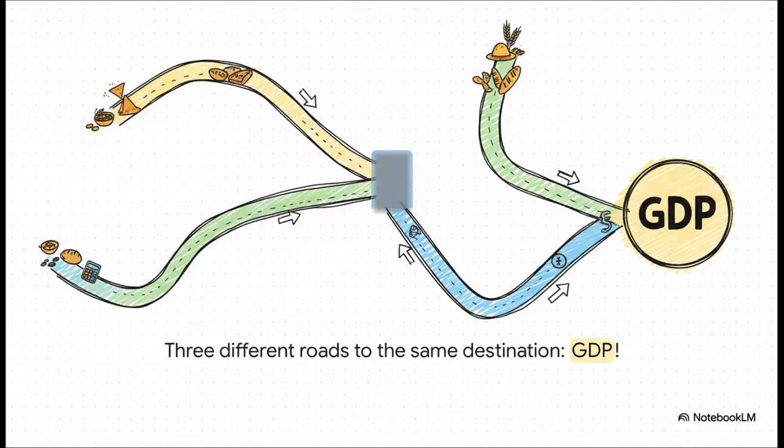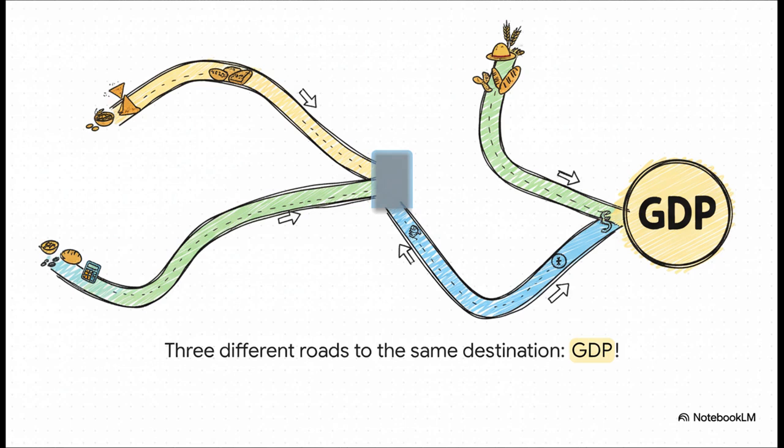And this brings us right back to our three roads. The first road is the product method, which we just did. We added up the value added from both the farmer and the baker to get 250 rupees. The second road is the expenditure method. Here, we would count up the total money spent on final goods.